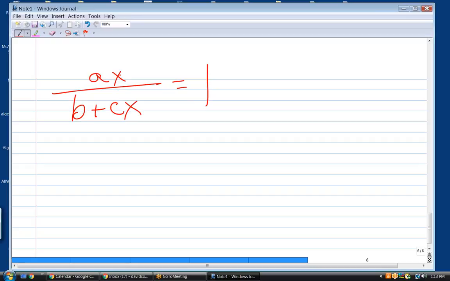Let's solve this one for x. Remember the first rule of solving equations. Get rid of denominators, get rid of parentheses. How do I get rid of the denominator? We multiply it by x? No, by b plus cx. Correct. Since I'm doing that to the left, I have to do it to the right.